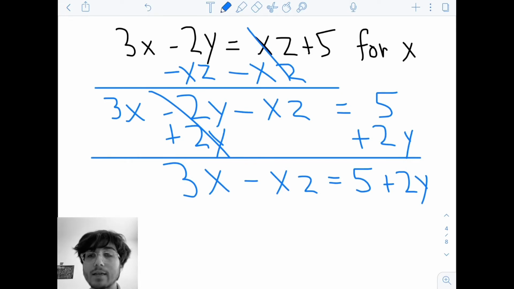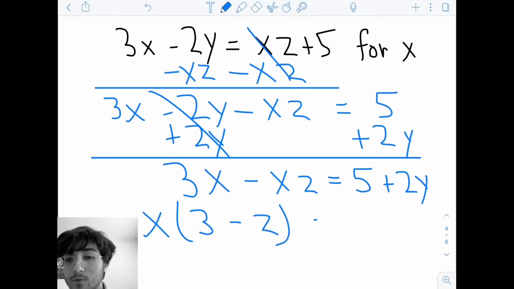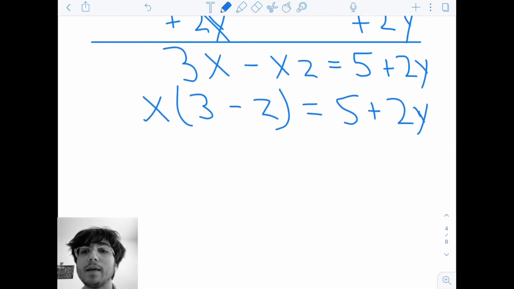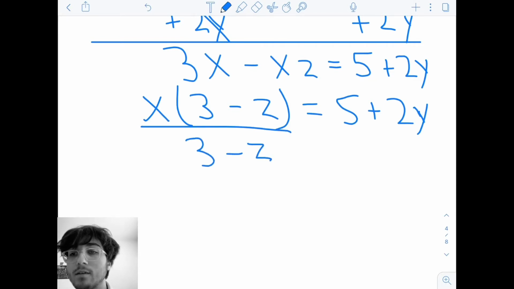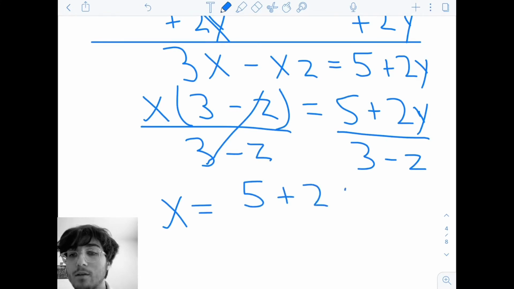So now that we have x on the same side, we can take out an x. So you're left with (3 minus z) times x equals 5 plus 2y. And since we're multiplying x by 3 minus z, we can divide both sides by 3 minus z to cancel it out. So that means we're left with x equals (5 plus 2y) over (3 minus z).